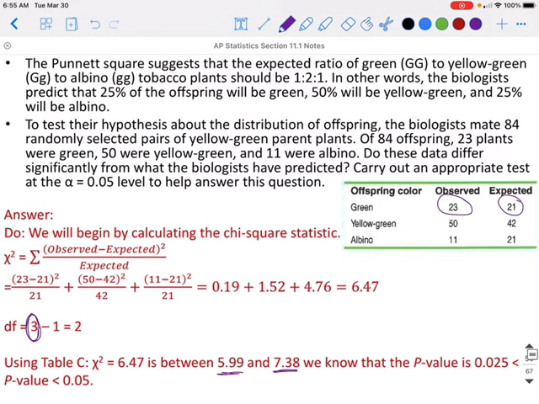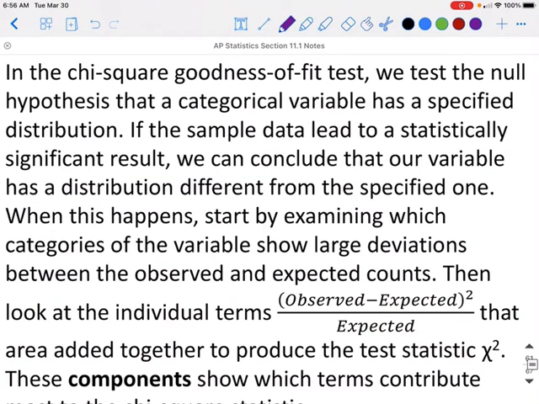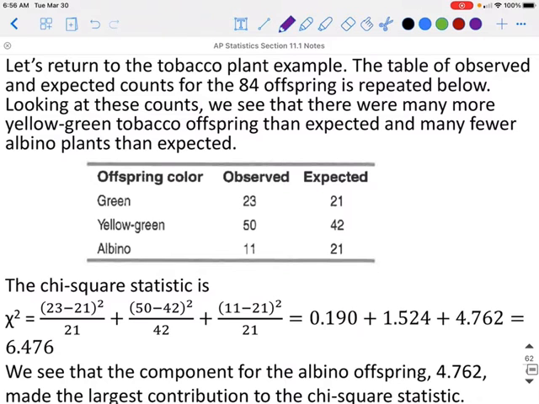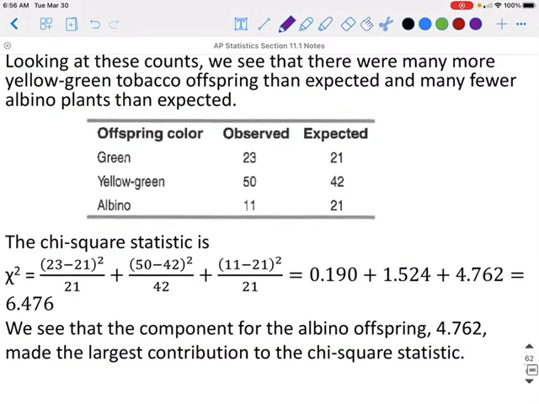So if we come back up here and look, we can see which of these values has the largest component. Each one of these is a component. And as you can see, it's the albinos that are causing the largest amount of your chi-square. So it's the albino result that is causing us to have the most deviation. Let's return to that tobacco plant example. Like I said, it is the albino offspring, with a 4.76, that made the largest contribution to that chi-square statistic.